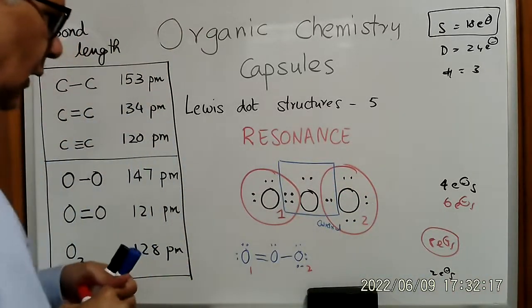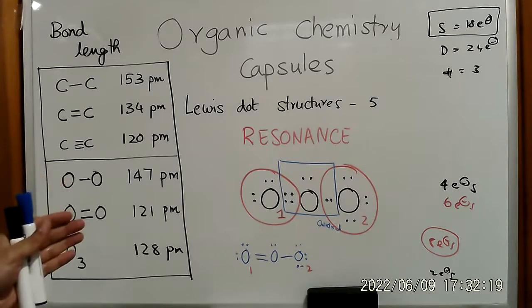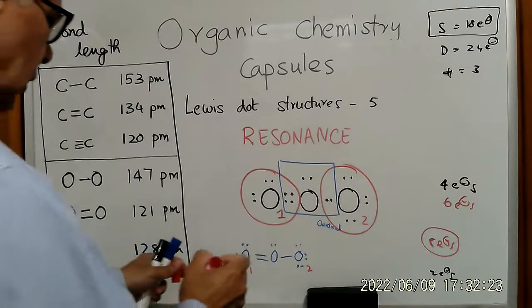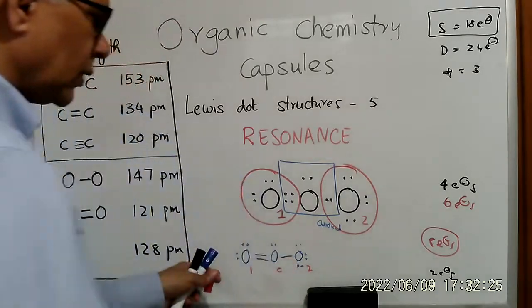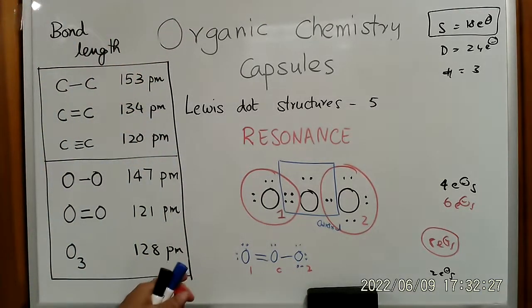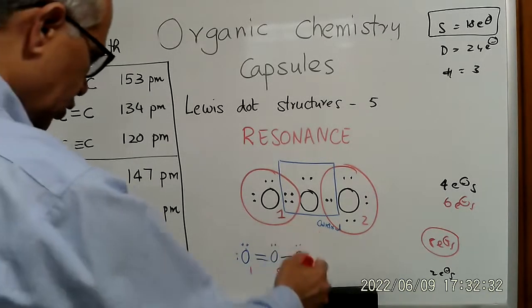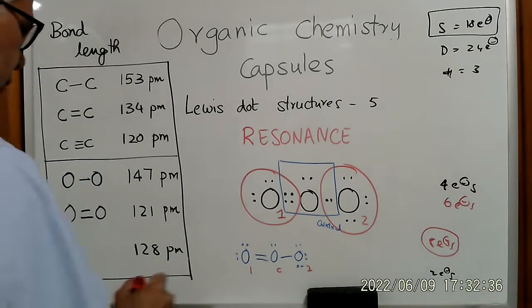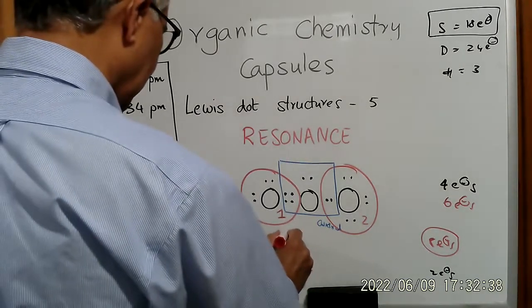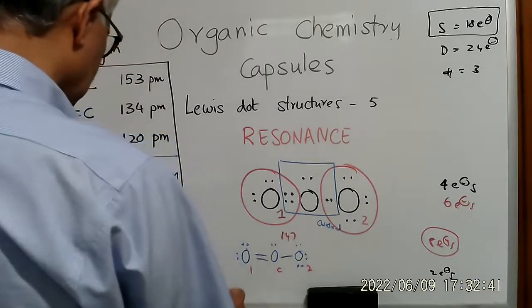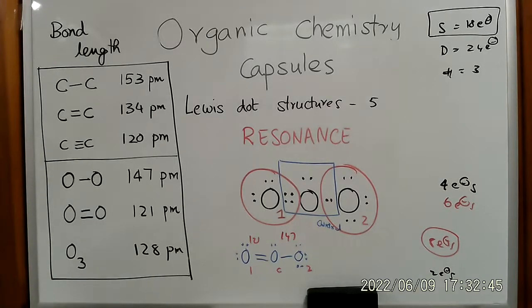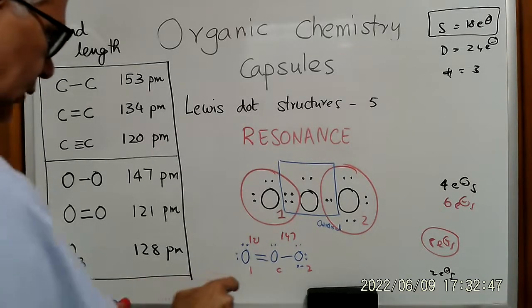Okay. So you will notice in this structure, there's a double bond between oxygen 1 and the central oxygen, and a single bond between the central oxygen and oxygen 2. So you expect, based on the structure, two different bond lengths. So the oxygen-oxygen single bond will be like 147, and the oxygen-oxygen double bond will be like 121. Right? But, okay, skip that.